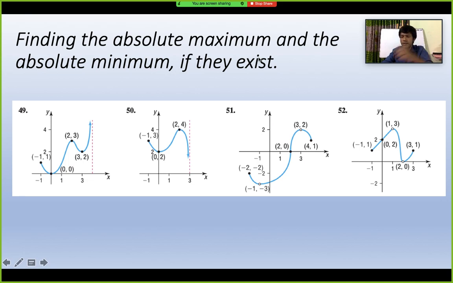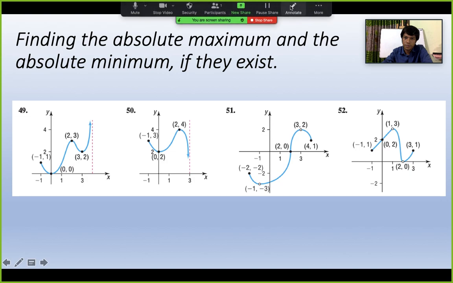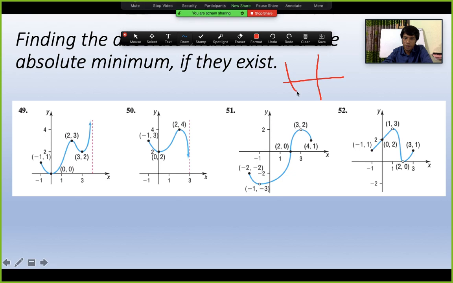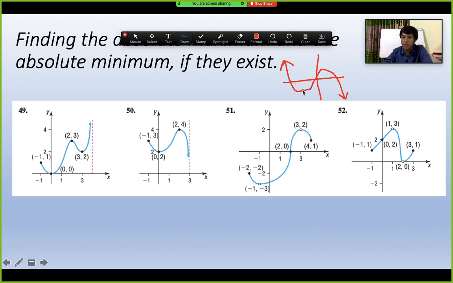In our previous class we discussed how to find the local maximum and local minimum. In this section we have absolute maximum and absolute minimum. What is the difference between them? Absolute maximum, local maximum, what is the difference between them? The difference is, suppose in a graph, if we have something like this arrow sign on both sides, in that case we can only find local minimum and local maximum if an arrow sign is given.